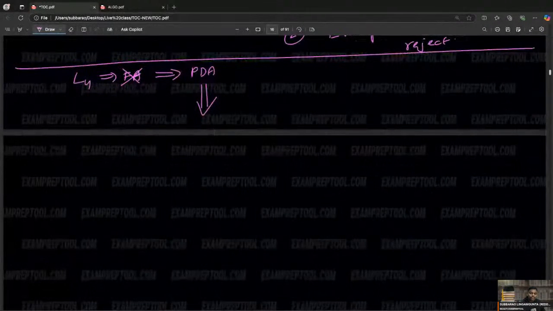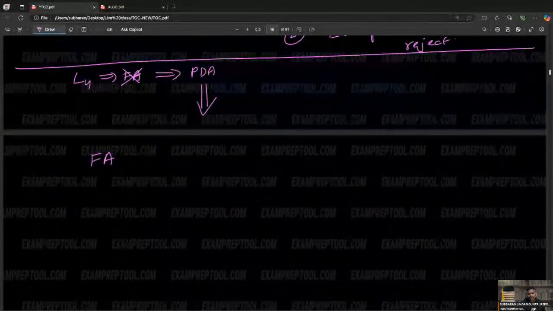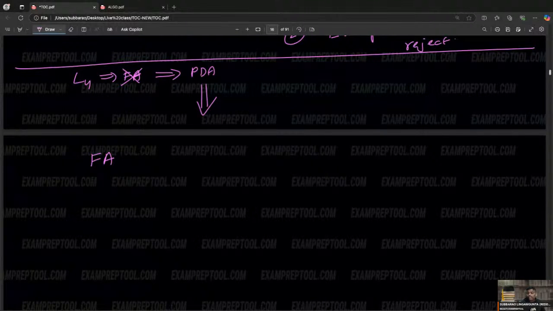PDA is nothing, but you can use as usual whatever finite automata you are using. Use it as it is, means states are also there. Very simple. Whatever finite automata you are using, use the same finite automata, no problem. Plus, use one stack also. Finite automata plus one stack is nothing but PDA. L4, finite automata saying no, I cannot. So a little more powerful than finite automata is PDA.